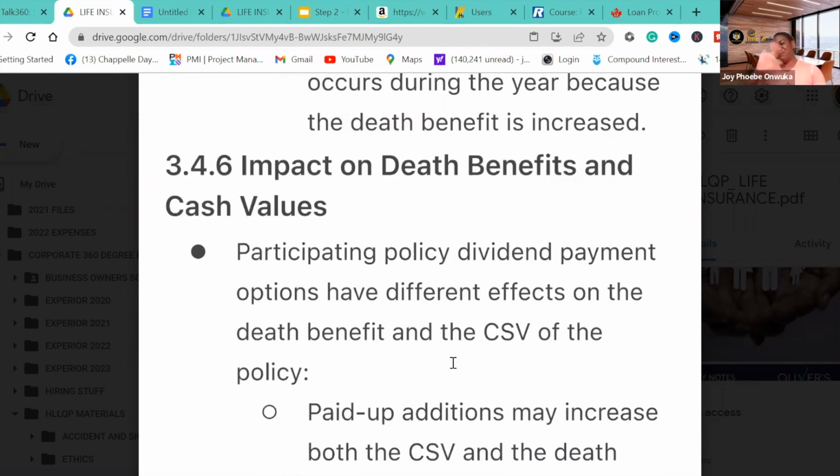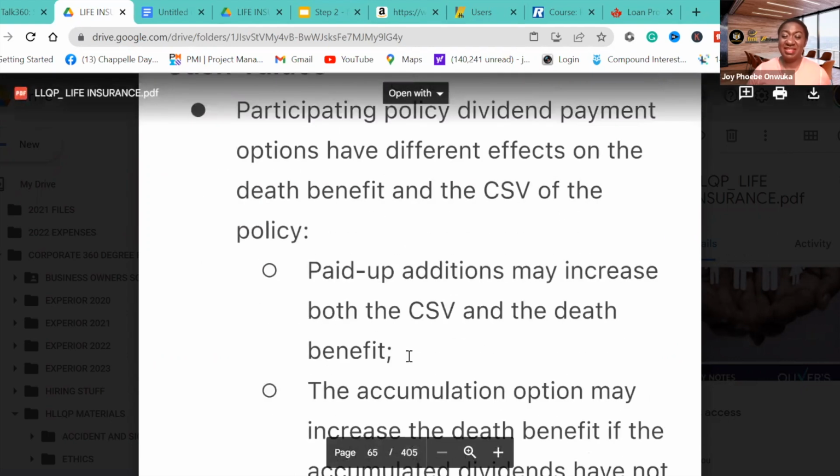All right. The impact on death benefits and cash value. So, what is the impact of all these different ways that we receive dividends on death benefits and cash value? Well, for participating policies, dividend payment options have different effects on the death benefit and cash surrender value of the policy. Now, let's take a quick look at that.